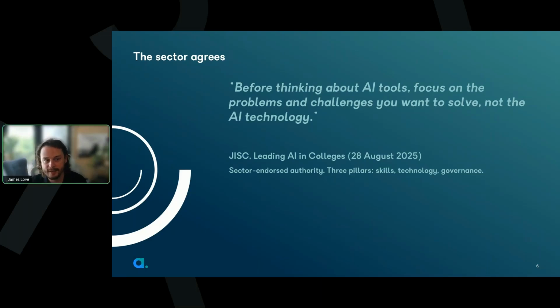What JISC and the AOC have done with that framework is give the sector permission to slow down on the technology question and speed up on the operational one. Ultimately, that's the right call because they actually go hand in hand. So the position holds. The awarding bodies are mostly aligned, believe it or not. The ICO is aligned. The DFE is increasingly aligned. Start with the problem.